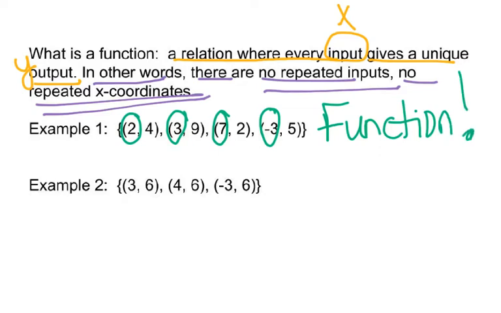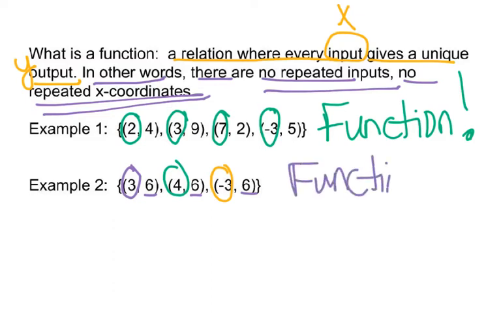Here's another example. Again, we're going to look at our x values, not our y values. They can be the same all day long. It's our x values that have to be unique. So the x values here are 3, 4, and -3. But note that all our y values are 6. But that is not what determines if the relation is a function. The relation is a function if the x coordinates are all unique, not the y. So the x coordinates are all unique, so that is also a function.